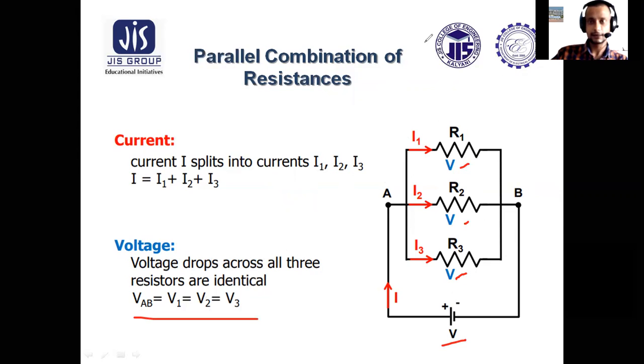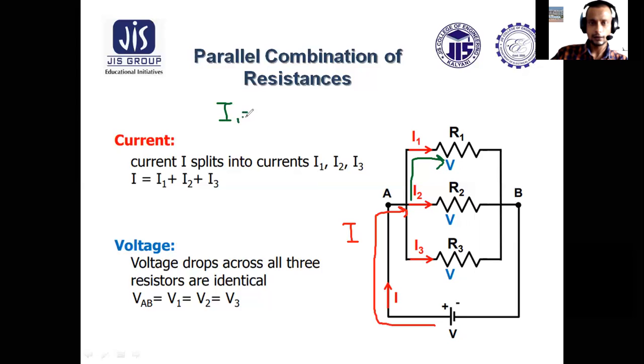But see what will happen. Due to this voltage source, a current will start flowing through this path. Say this current is I. Now through R1, a current will be flowing. What will be the current? This current I1, as per Ohm's law, is V by R1.